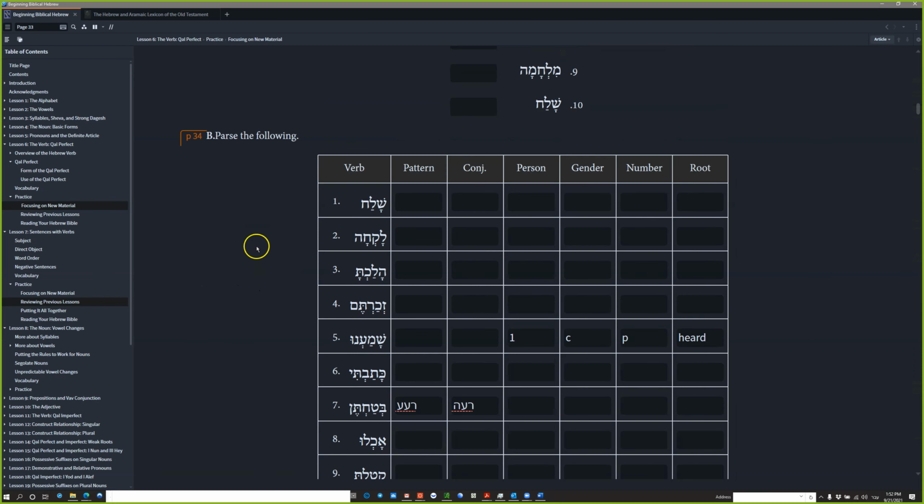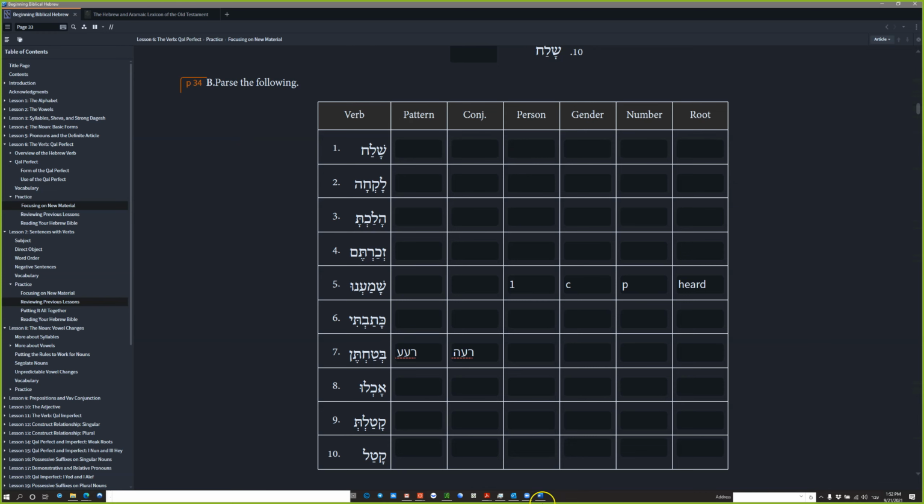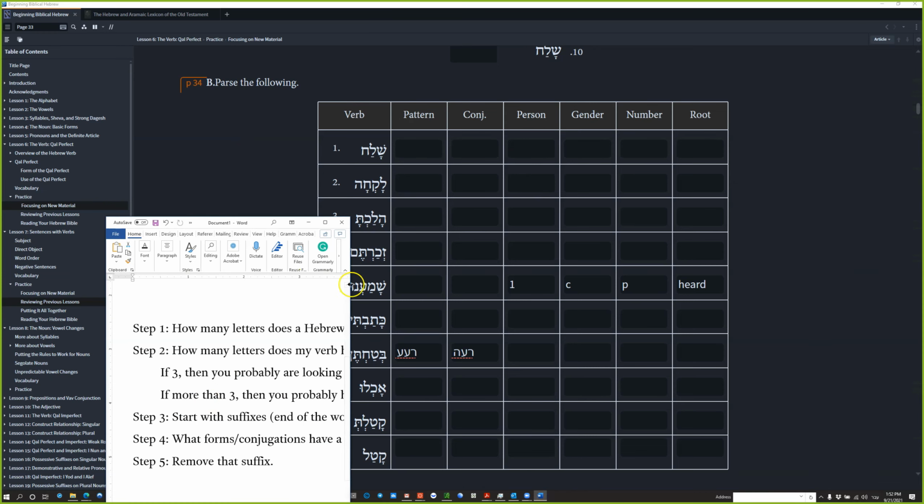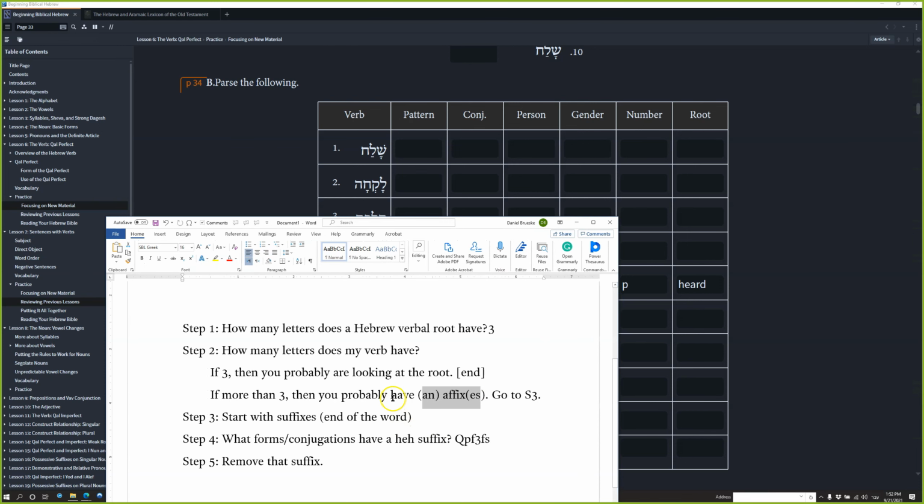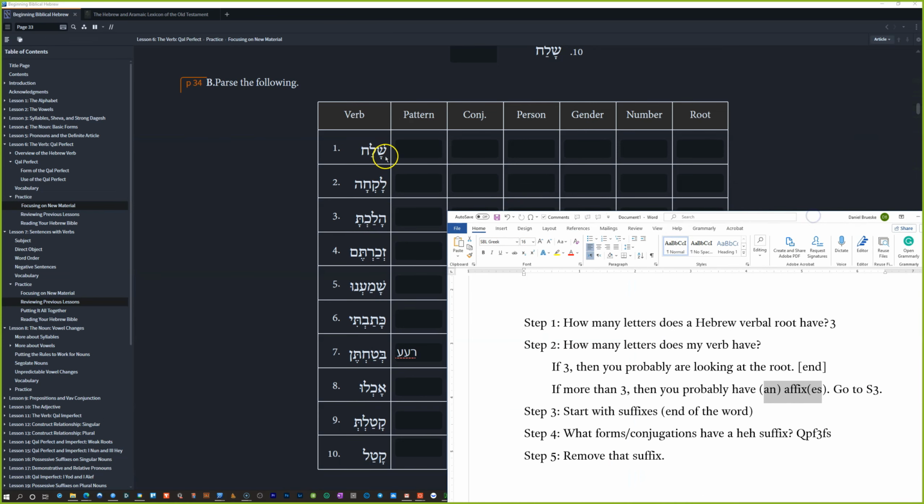Well, we're going over last week's parsings here, and I've kind of brought up a process of how to address these. For a lot of these, you're going to look at shalach, and you're probably going to recognize that as Qal Perfect 3MS because that's the form that you memorized in your vocabulary. You get to la kacha. Well, that's pretty easy to tell. Komets hey ending. This is 3FS.